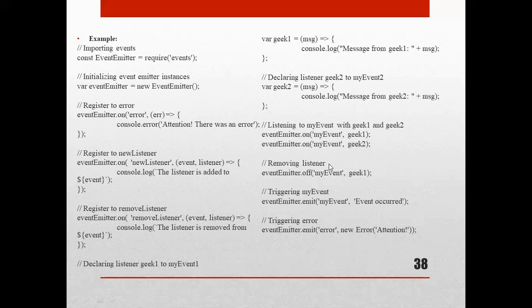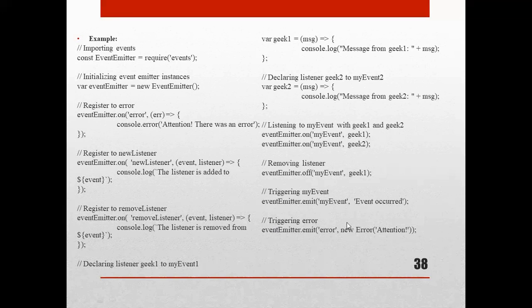Now here we are going to remove the listener, like event emitter dot off. Inside the bracket give that event name and the listener name here. Then we are going to trigger that my event, like event emitter dot emit, inside the bracket event name and the message. Then we are going to trigger the error, like event emitter dot emit, then event name is error, and that is new error, that is attention, we are going to give another message.